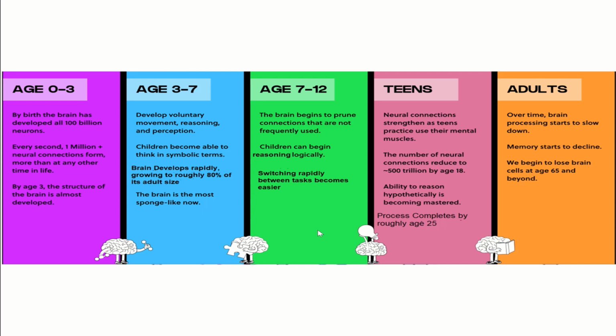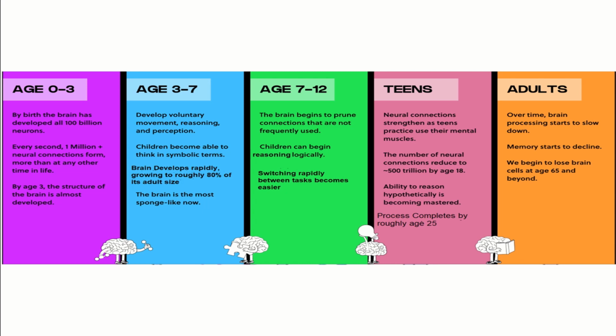So, what happens to the brain after birth? Once we are born, by age 3, the structure of the brain is almost fully developed. And during this first 3 years of development, we are connecting millions of neurons. And all of those neurons are going to start interlocking. And this is a huge time for brain development.